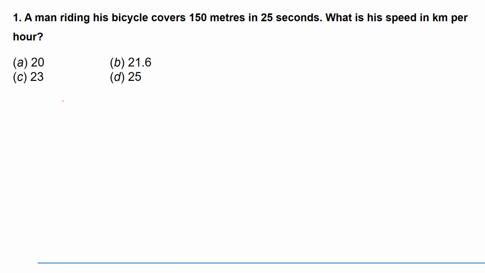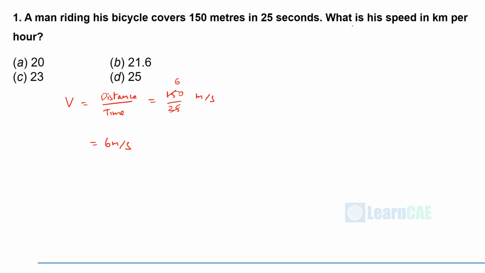Let us write the formula for speed. Let V be the speed, which is equal to distance by time taken. This is equal to 150 by 25 meter per second. This will be equal to 6. So the speed is 6 meter per second.